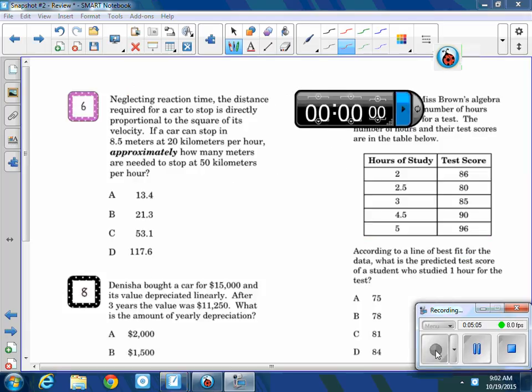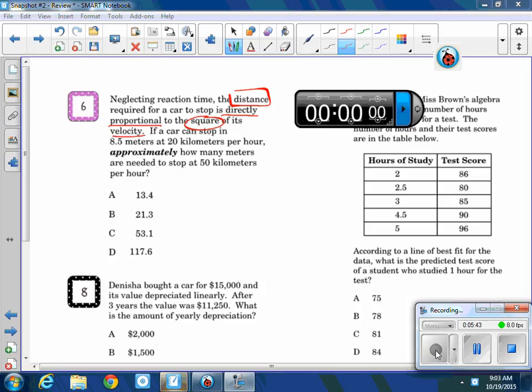Eyes on me, because nobody got it right. That means that nobody knows how to do this. All right, thank you. There you go, you got it. I'm reading now. All right, neglecting reaction time. The distance required for a car to stop is directly proportional to the square of its velocity. How many people actually circle the word square? Nobody, that's why nobody got it right. So, to the square, so the distance is directly proportional to the square of its velocity.